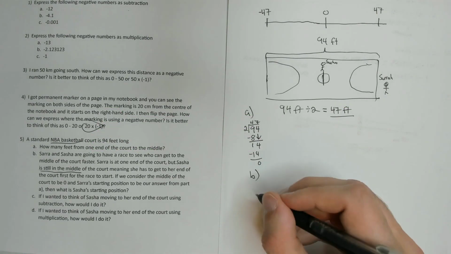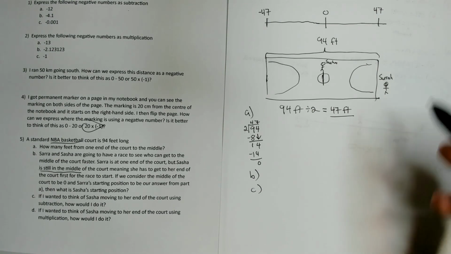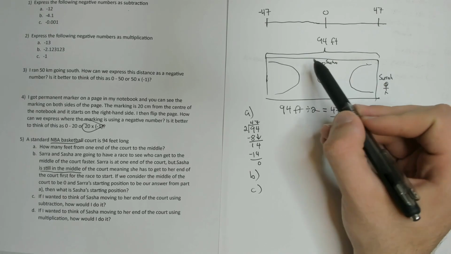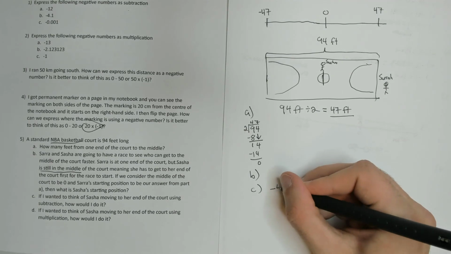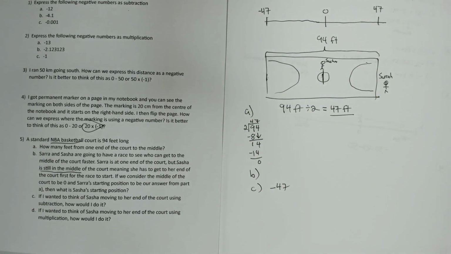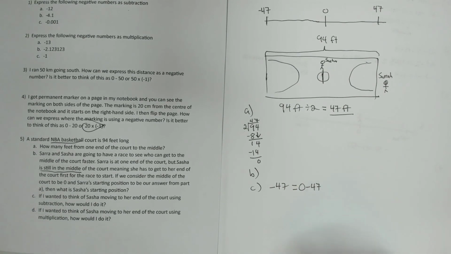So that was part B, and then part C. If we want to think of Sasha moving to her end of the court using subtraction, how would I do it? So Sasha's starting here, and she's moving to this end of the court. How are we going to think about that using subtraction? So we know that she's going to be at negative 47 feet over here. Now we have two ways of expressing this. We have multiplication and we have subtraction. This one says if we want to think of her moving to the end of the court using subtraction, how would we do it? Well, negative 47, that is the same thing as 0 minus 47, right?